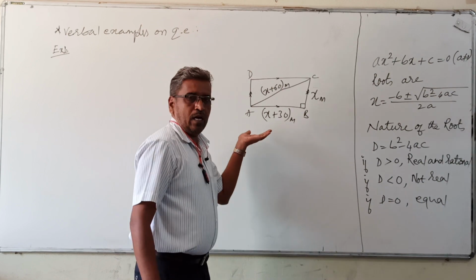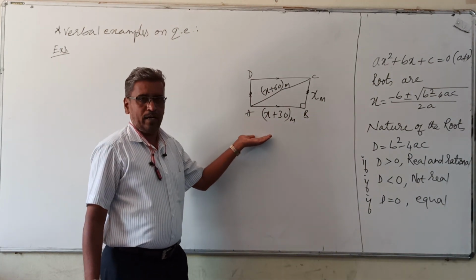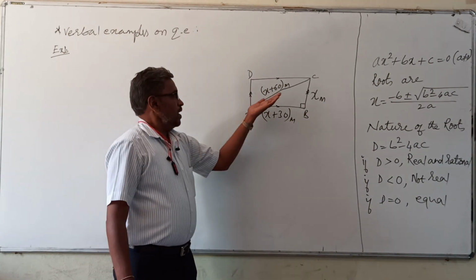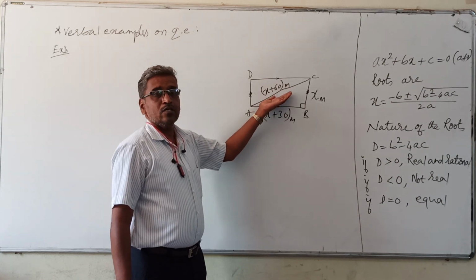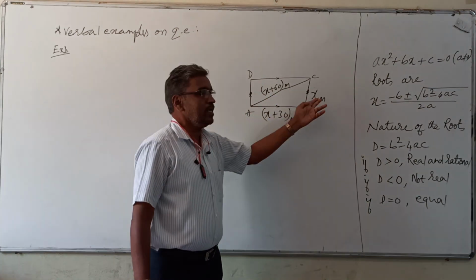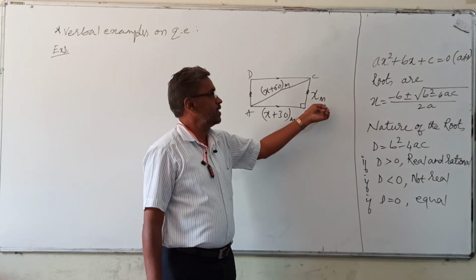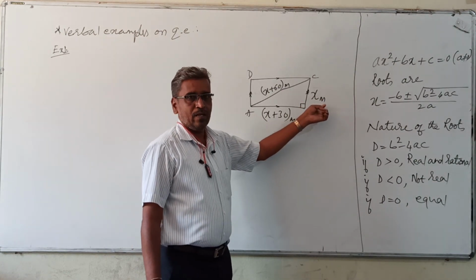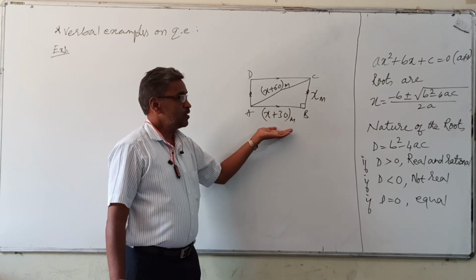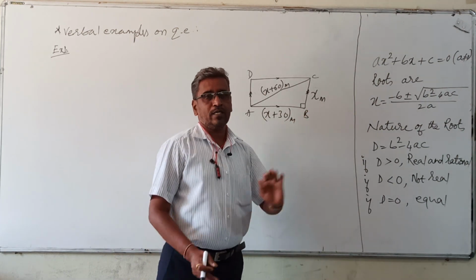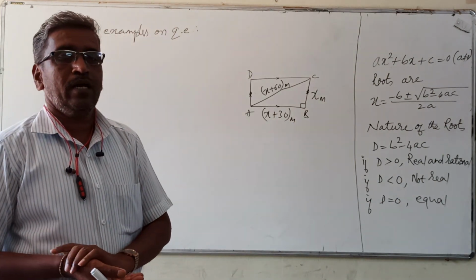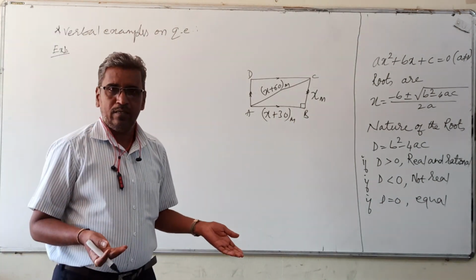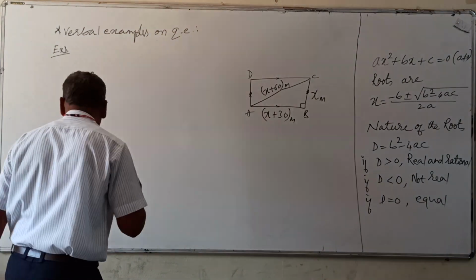So ABCD is a rectangular field where the diagonal is AC. The given diagonal is 60 meter more than the shorter side. So the shorter side is taken as x, and the longer side is 30 meter more than the shorter side. Then find the length of the sides of the rectangular field. Yes, understanding? Okay.